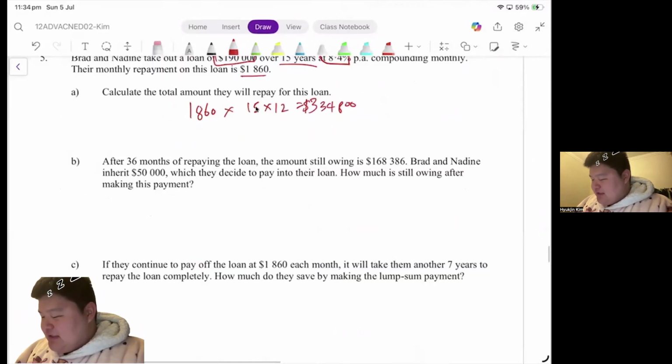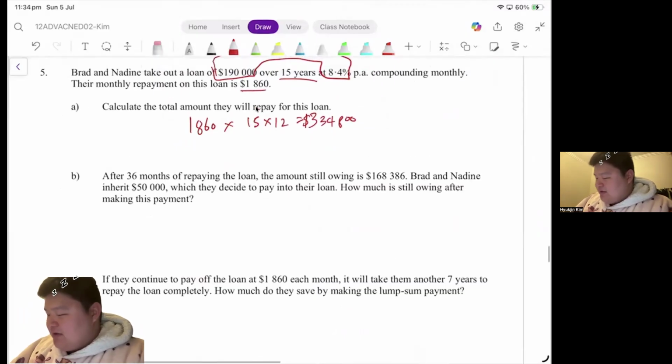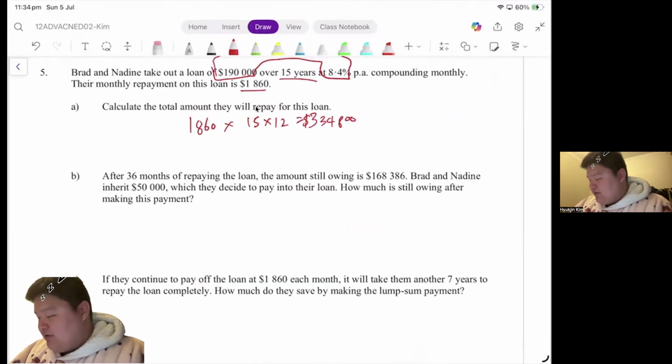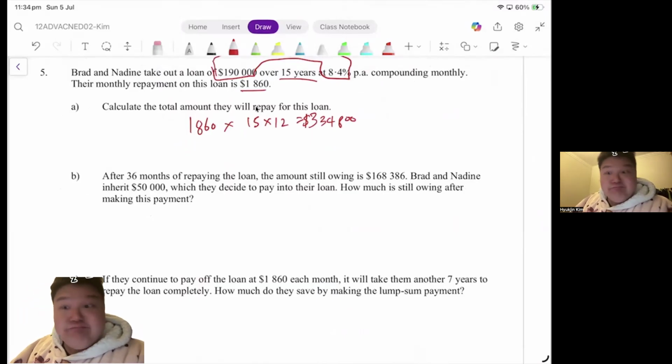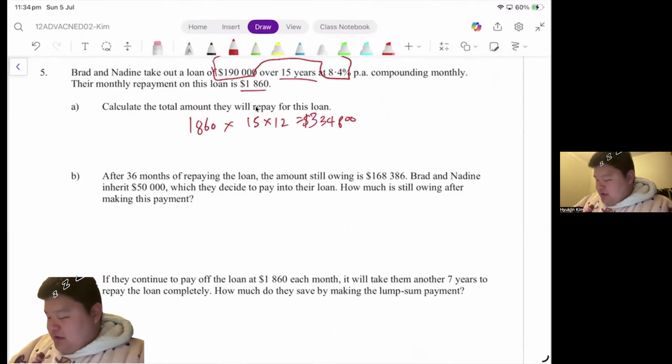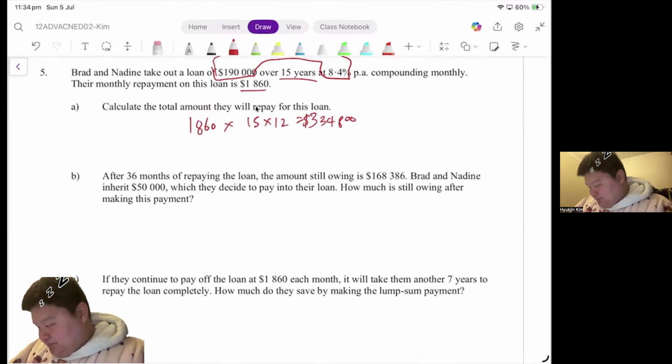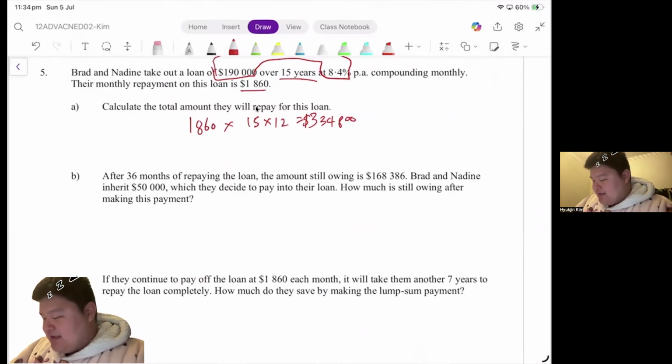Question B. After 36 months of repaying the loan, the amount still owing is $168,386. Brad and Nadine inherit $50,000. Good for them. Which they decide to pay into their loan. How much is still owing after making this payment?